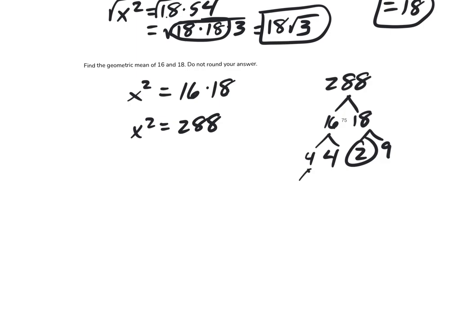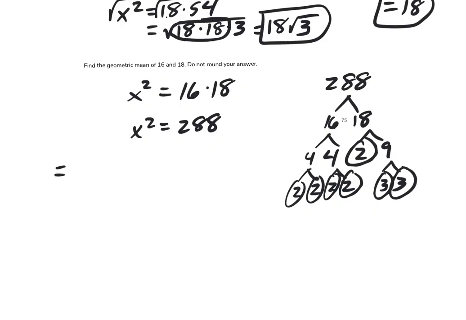So I keep breaking it down. So I have a 2, another 2 and 2, and then a 3 and a 3. So here are all of our prime factors. So if we wrote this out, I have 1, 2, 3, 4, 5 2s and 2 3s. Okay? I'm going to write that inside here. 1, 2, 3, 4, 5 2s and 2 3s.